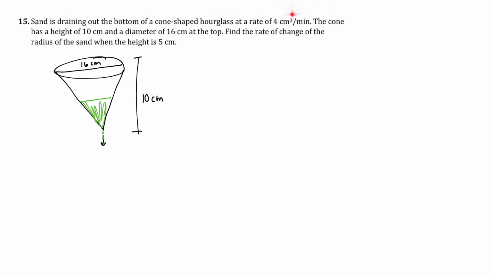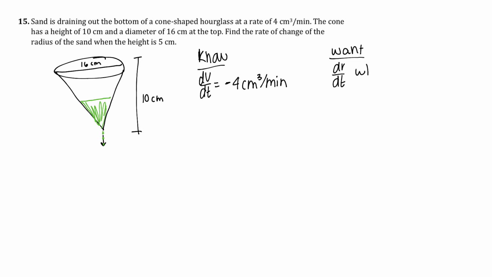Let's see, do we grab everything? So the sand is draining out. The cone has a height of 10 centimeters, diameter of 16 centimeters. Find the rate of change of the radius of the sand when the height is 5 centimeters. So what we know is that the sand is coming out at a rate of 4 centimeters cubed per minute. So the volume of this little bit of sand in here is decreasing. So the volume of that sand is decreasing at a rate of 4 centimeters cubed per minute. So the negative is because it's decreasing. We want the rate of change of the radius, so dr/dt, when the height is equal to 5 centimeters.